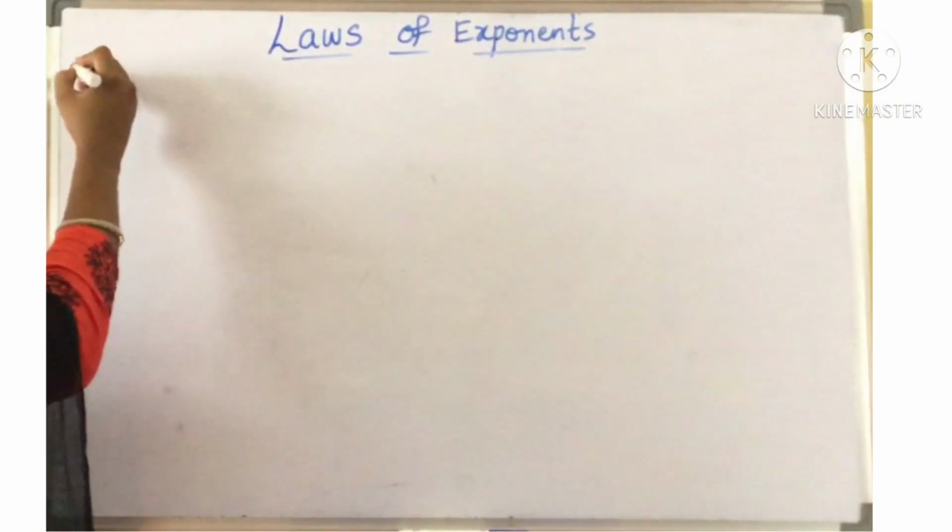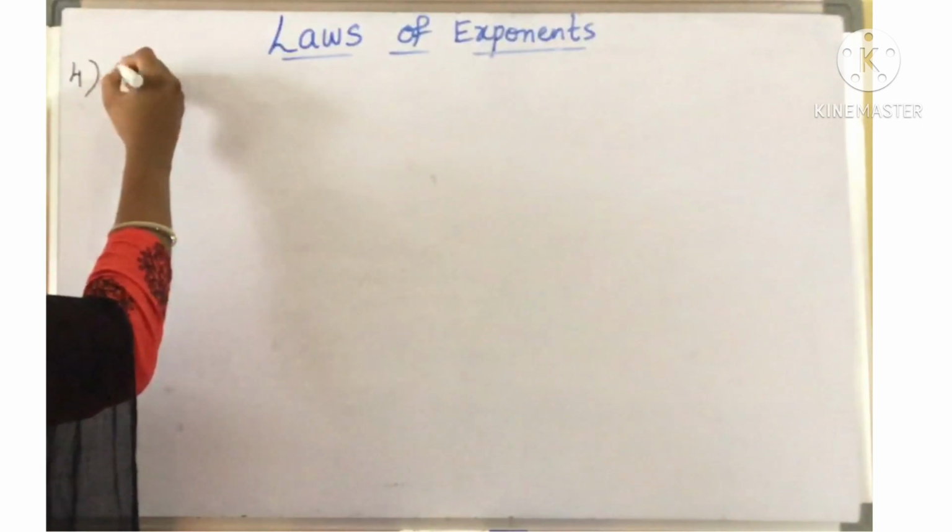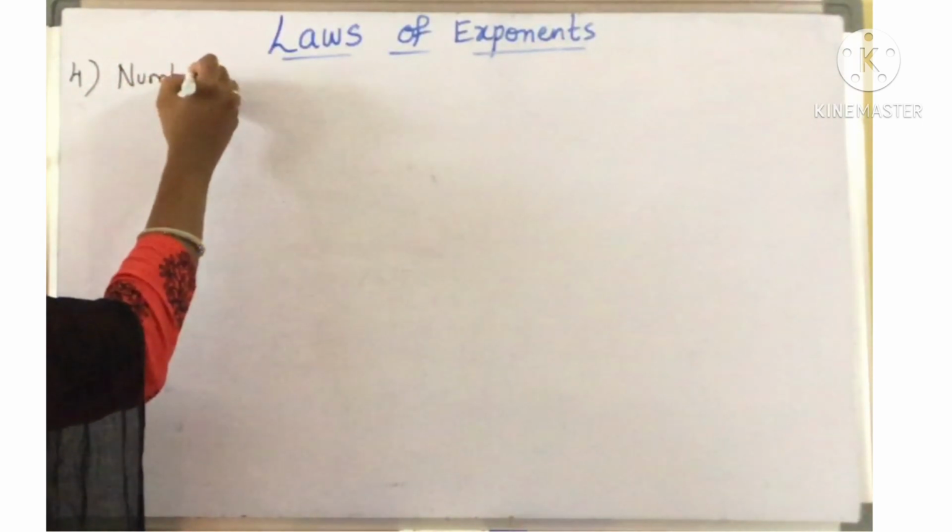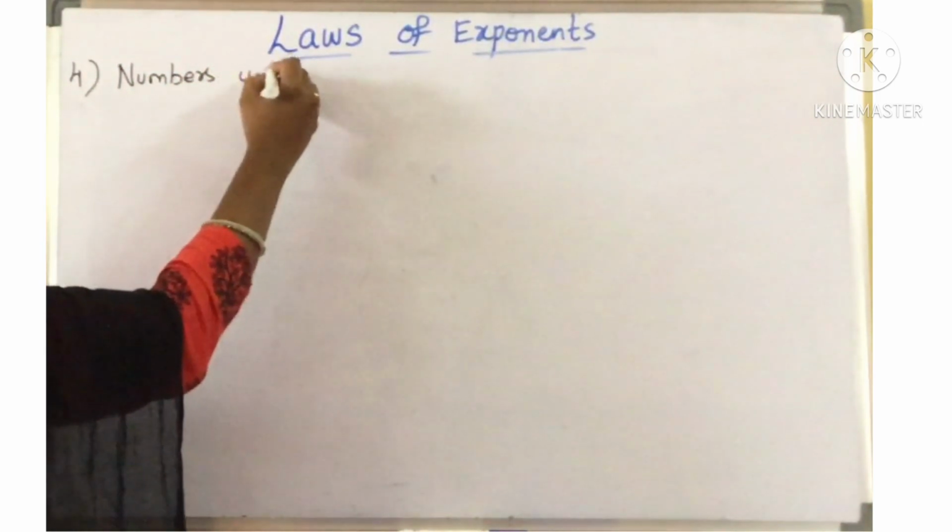Next, fourth one. Numbers with exponent 0.